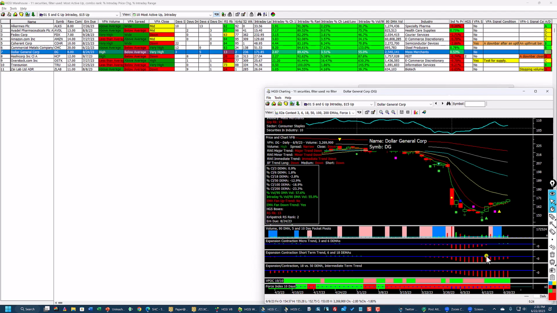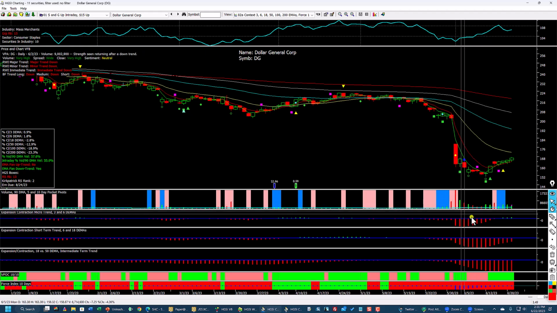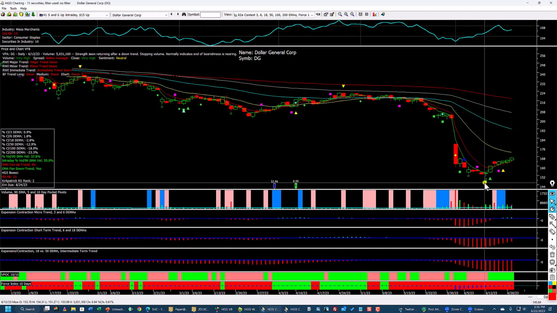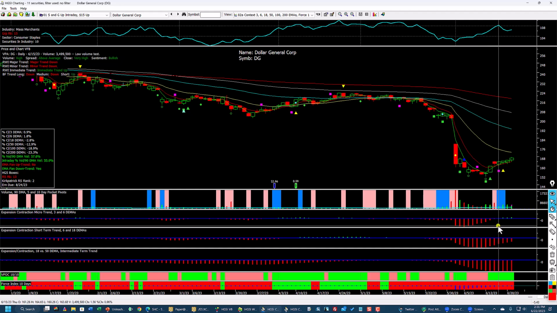And how was it found? It was found several ways. Let's look at this again. I'm going to put a crosshair on this one. Okay, the first indication were the VPA flags. And then there's the volume point of control turning positive. And then there were pocket pivots right here on the low volume test, another pocket pivot here, and the 3 crossed the 6 on this day, it looks like right here.